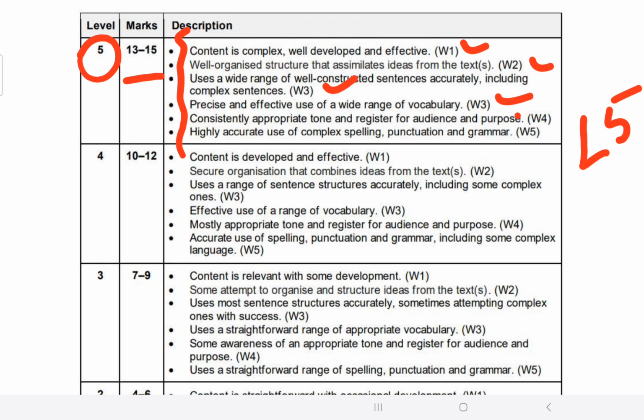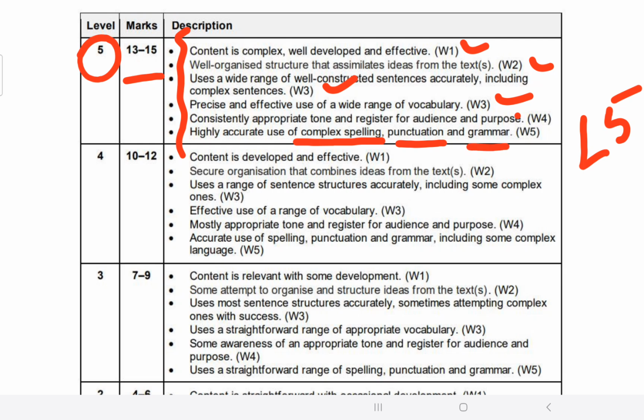If you are not consistent, sometimes in one paragraph you are formal and in the other one you are informal, or in one you are informal and then again you become formal. That shows that you do not have the understanding of this. So you should be consistent throughout your letter from first word to the last. Highly accurate use of complex spelling, punctuation and grammar.